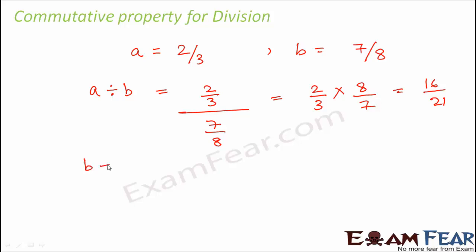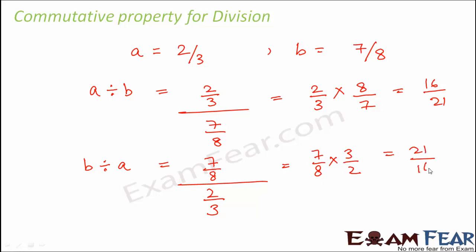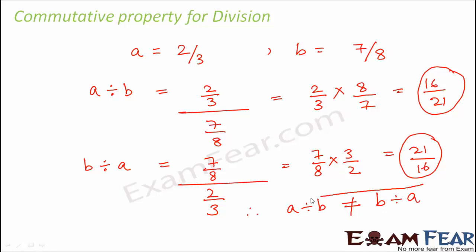Now we will calculate b divided by a, which would be 7 by 8 divided by 2 by 3, which is equal to 7 by 8 into 3 by 2, which is 21 by 16. So here you see a divided by b is 16 by 21 and b divided by a is 21 by 16, which are two different values because the numerator and the denominator got exchanged. So they are different values. They are not the same thing. So therefore we would say that a divided by b is not equal to b divided by a.